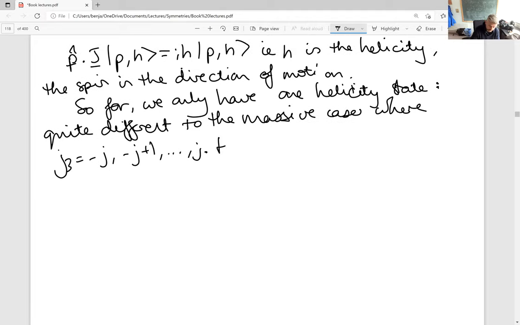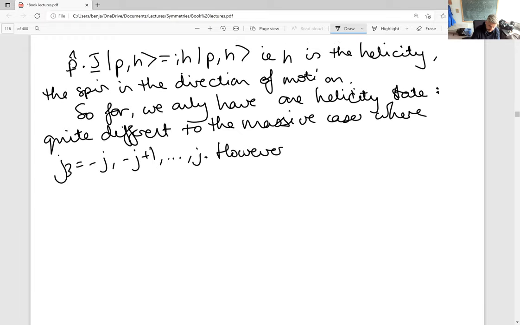But we're missing one. There's one more helicity state. We have to take into account that the full Lorentz group consists of the members of the proper orthochronous Lorentz group plus parity reversal. It also has time as well, of course, but we're interested in the parity ones here.